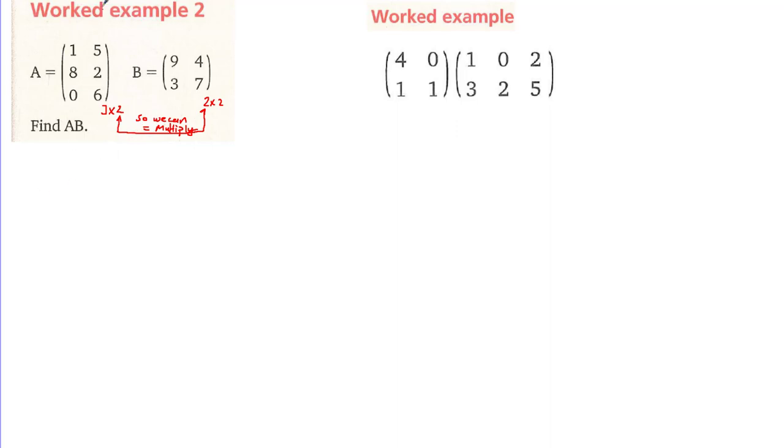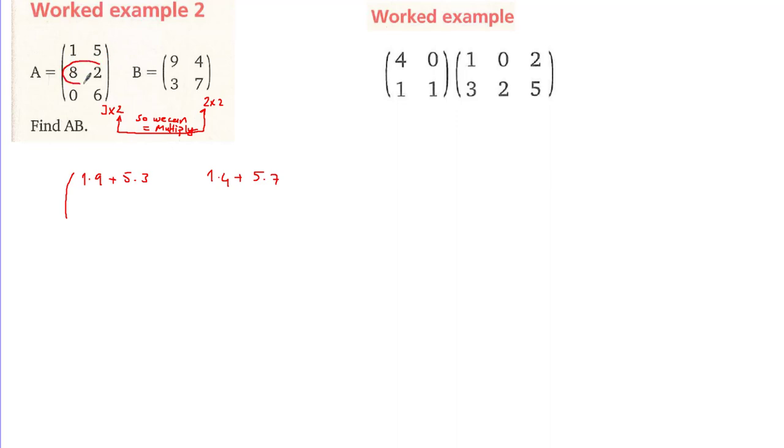Then I'm finding here 1 times 5. I'm writing the resultant matrix here, maybe like this. 1 times 9, 5 times 3, plus 1 times 4, plus 5 times 7, it's going to be. So I finished the first row, first column, and then first row, second column, also it's going to be.